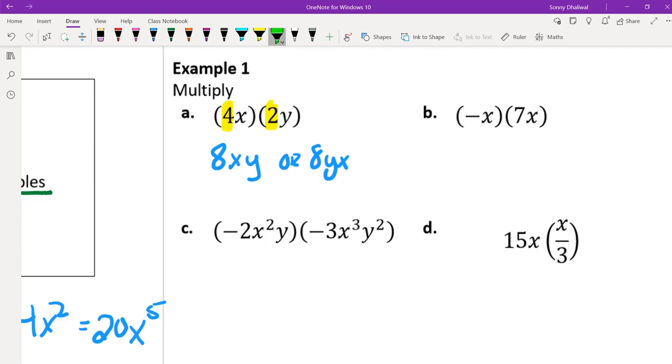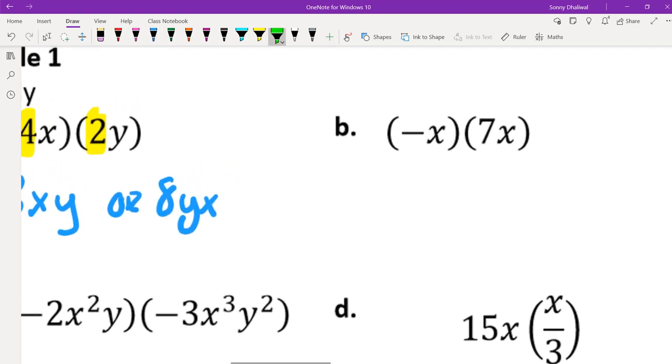Okay, let's do B. It's -7. Yeah, -7. Multiply the numbers together. -1 times 7 is -7. Now we deal with the variables. X times x, what is that? The bases stay the same. We add the exponents. 1 plus 1 is 2. All right?